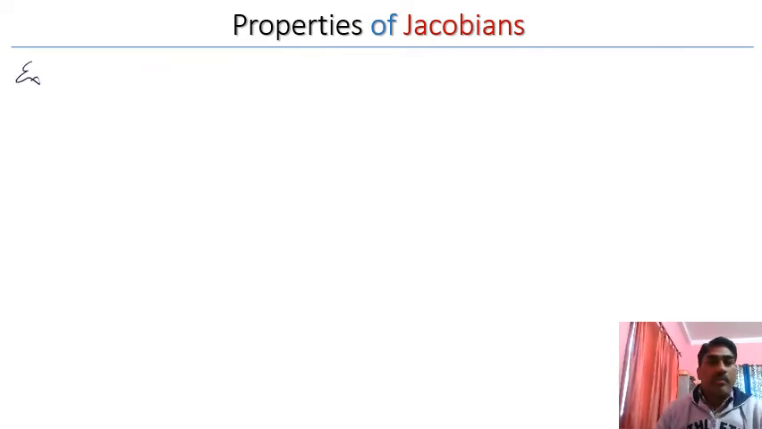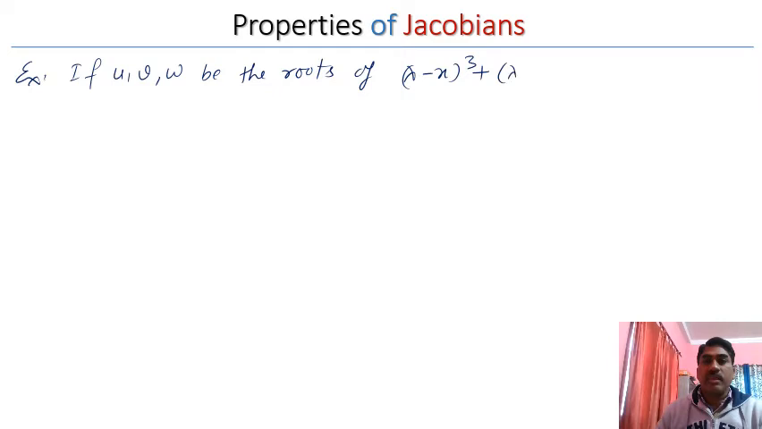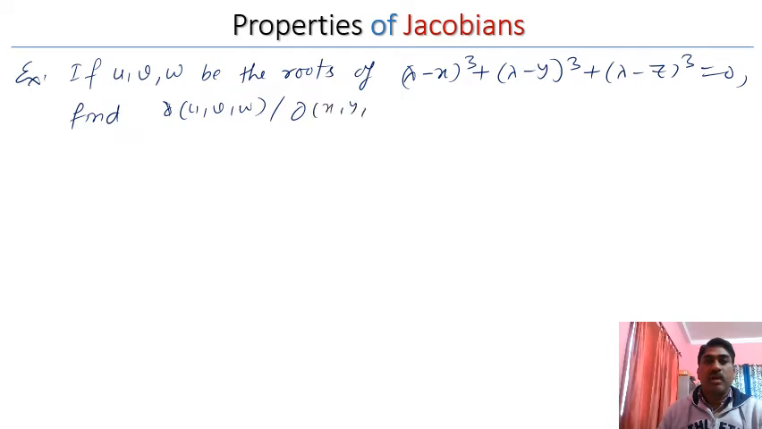Now next example, if u, v and w be the roots of (lambda minus x) whole cube plus (lambda minus y) whole cube plus (lambda minus z) whole cube is equal to 0, find the Jacobian of u, v, w with respect to x, y and z.